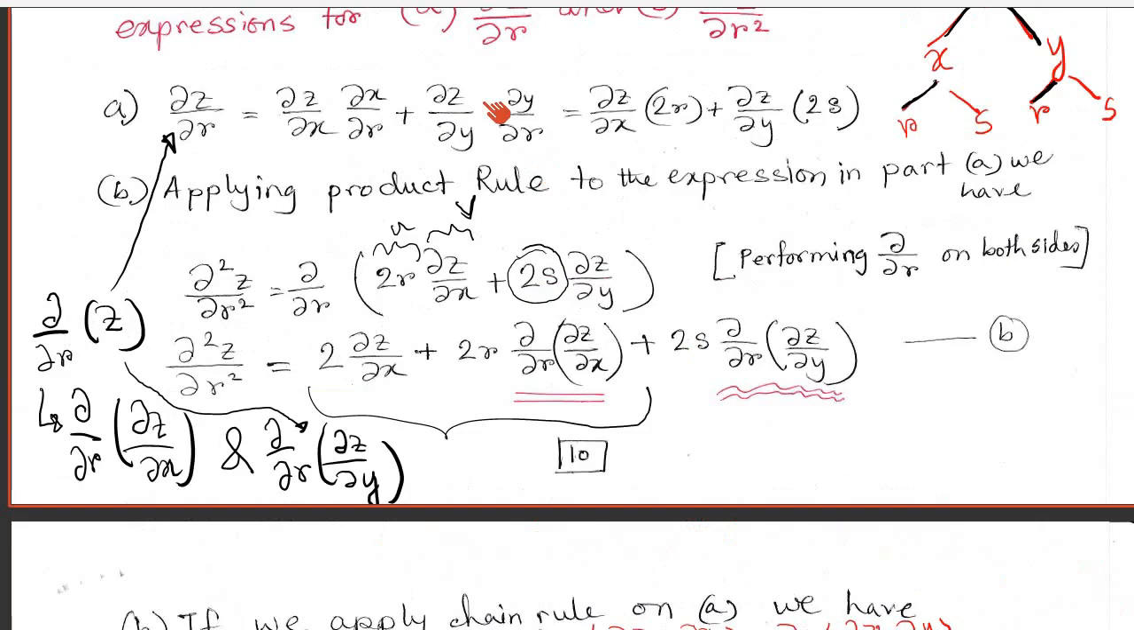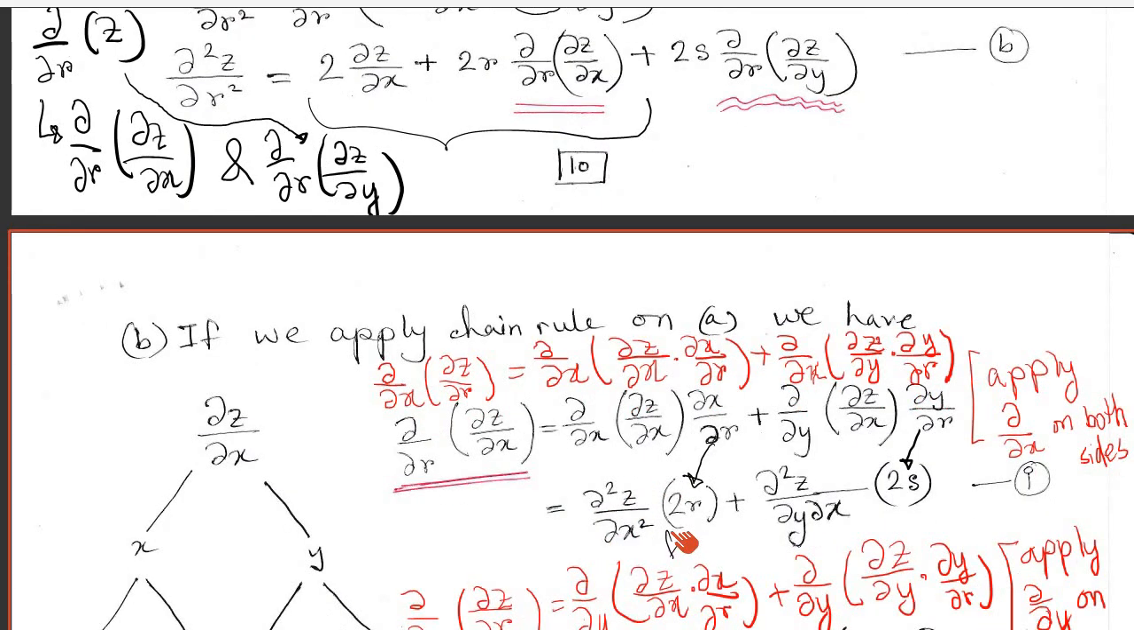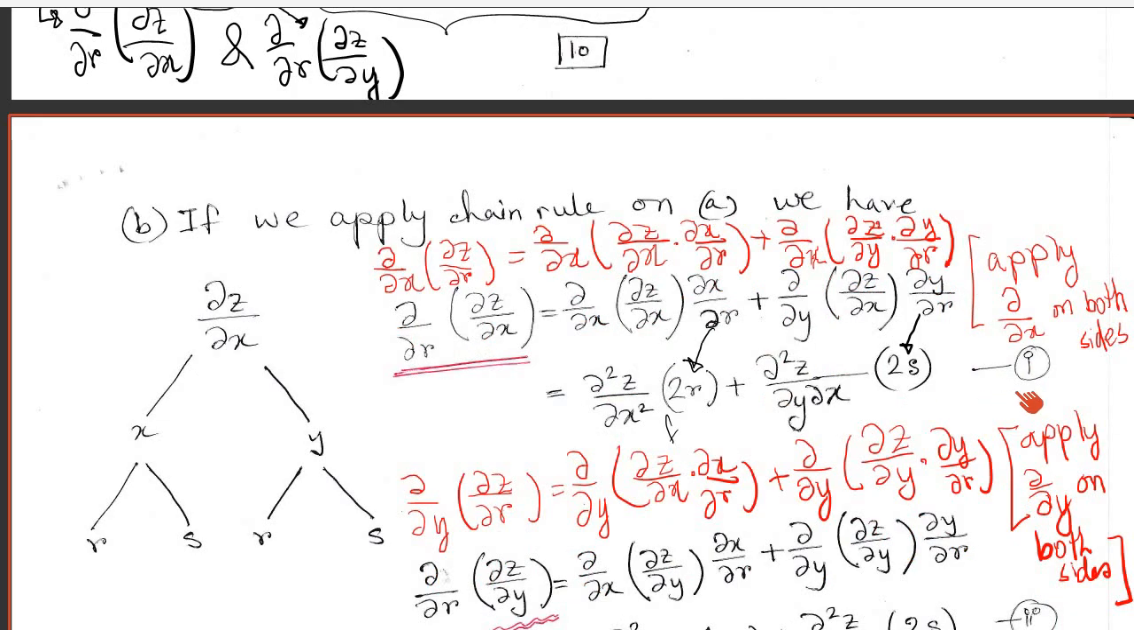dx by dr is equal to twice r, dy by dr is twice s. Just substitute the values. d into dz, d square z by dx square. d into dz, d square z by dy dx, so dy dx multiplied. Let's call this equation 1.